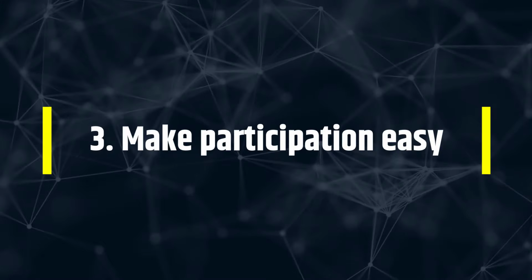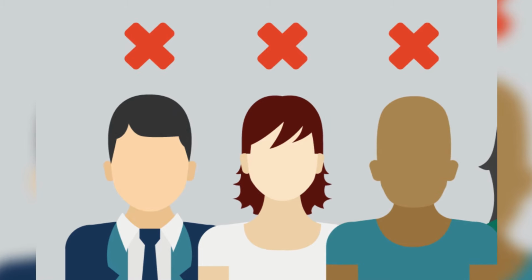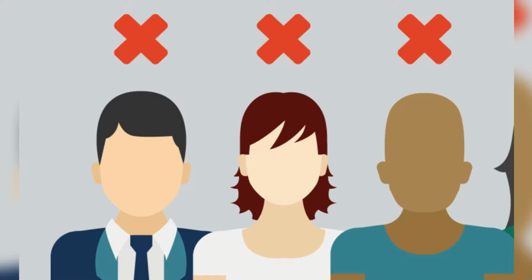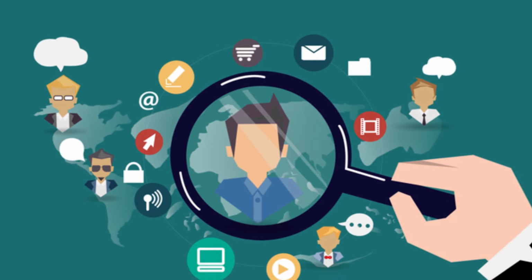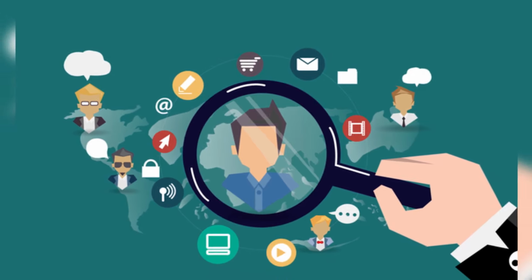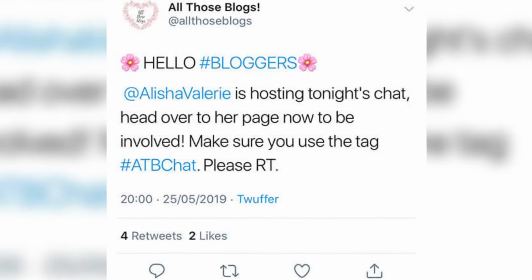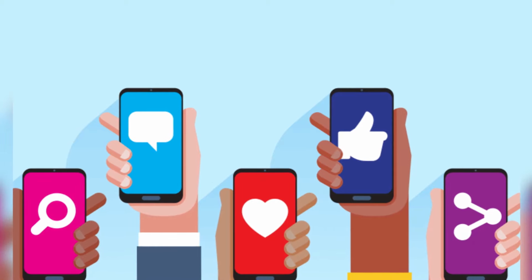3. Make participation easy. If it's difficult to interact with your hashtag campaign, your audience won't do it. Simple as that. This means you don't want to require too many steps. This is the same rule of thumb for social media contests. Don't make it hard to enter or participate. It should be as simple as posting a photo or writing a tweet and including your hashtag.